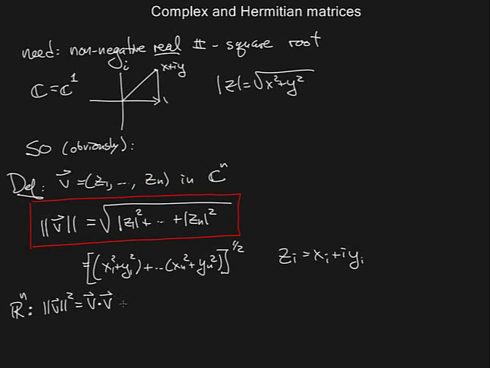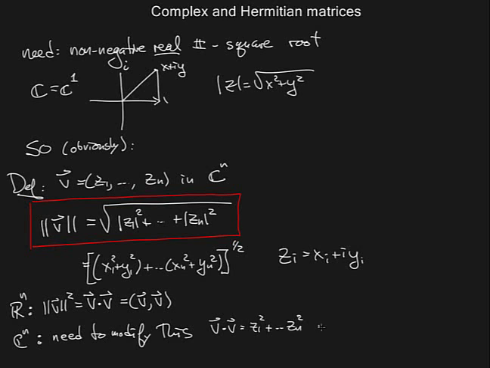Okay, now another thing to notice is that in Rn, another way to write the length squared is v dot v, or we wrote that as the inner product of v and v. Let's see how that carries over to Cn. You can't use the same formula, because v dot v is z1 squared through zn squared, not the absolute value of z1 squared, and so on. So we have to modify this.